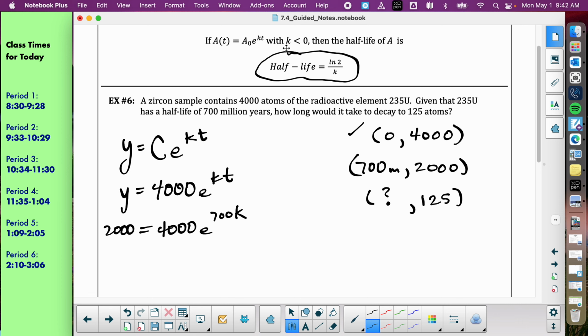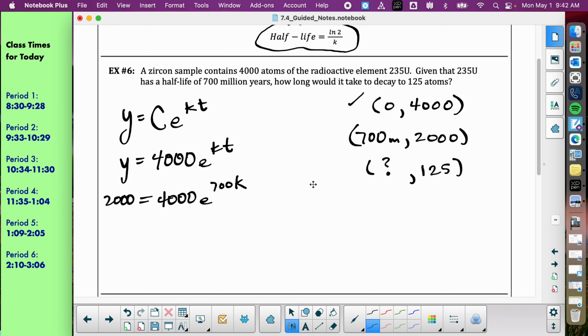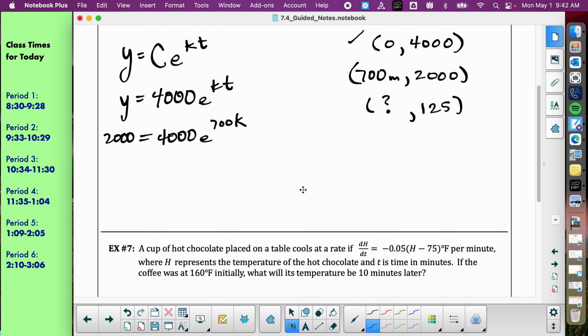The reason I'm against you memorizing that is because you already have a ridiculous amount of things to memorize, and finding k isn't super difficult. It's the same for all the problems. So this theoretically is true, and if you're really good at memorizing tons of things, this will work as well. I've never memorized it because I've never needed to, because I just find k. On the next step, I would divide by 4,000. I'd get 0.5.